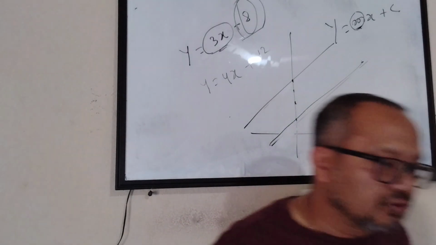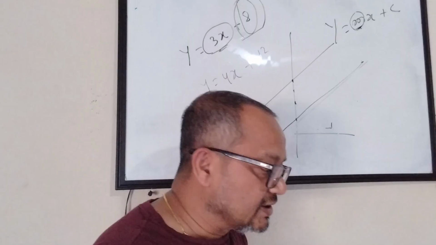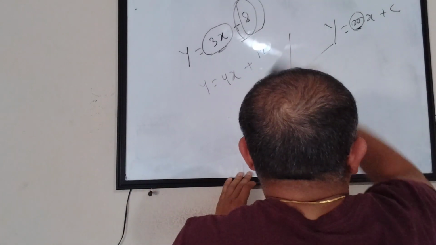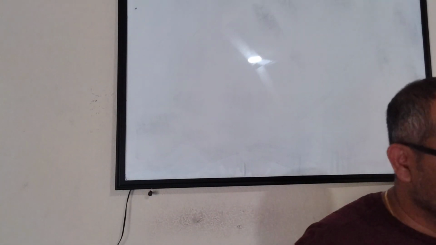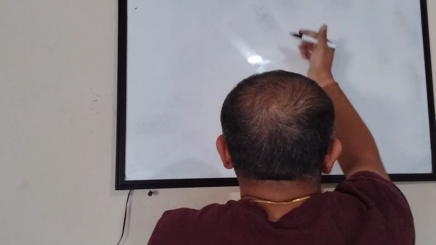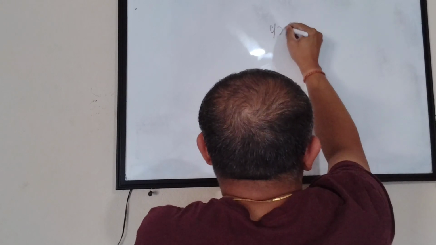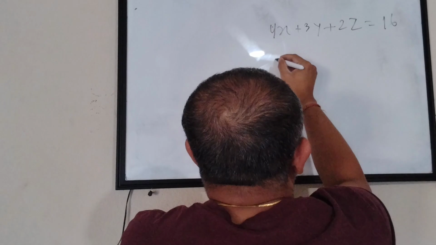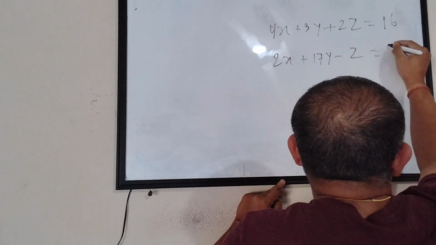All right. So within system of equations, so far we were dealing with linear equations. Now, a system of equations doesn't limit itself to linear equations alone. It can be a system of equations, as the name says. I can have equations like this: 4x plus 3y plus 2z equal to 16, 2x plus 17y minus z equals, let's say, 22.